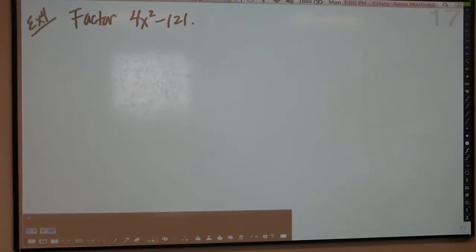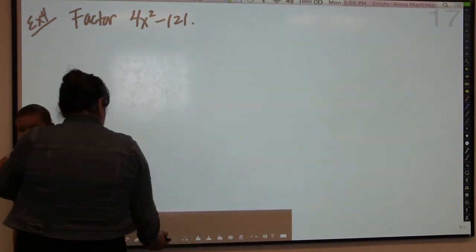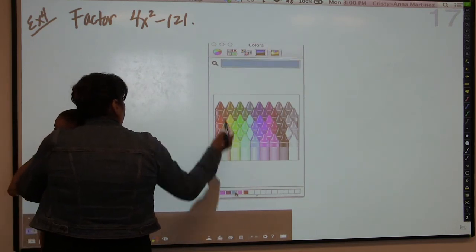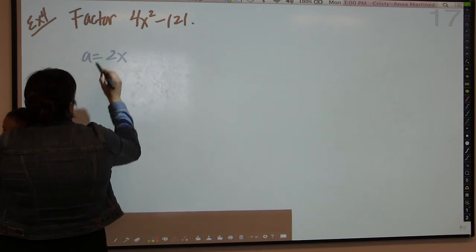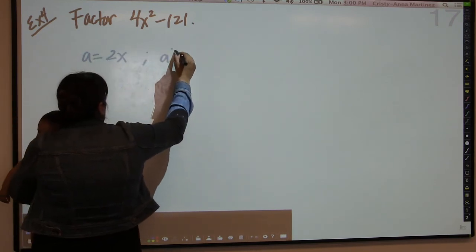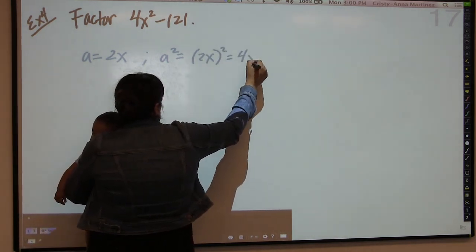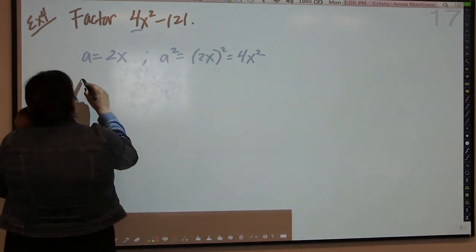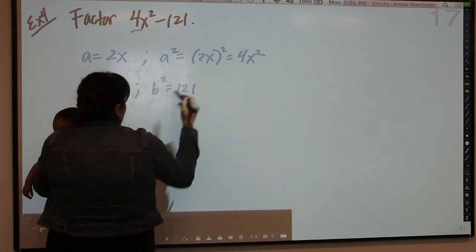So here's another one where the middle term is missing. You have the x squared term and the constant term, but there's no linear term, there's no x term. So again though, what you want to do is say that a equals, in this case, 2x, and then that way, when you get a squared, it'll be 2x squared, which is then 4x squared, which is in fact what we have. And then b would be 11, because b squared would be 121.